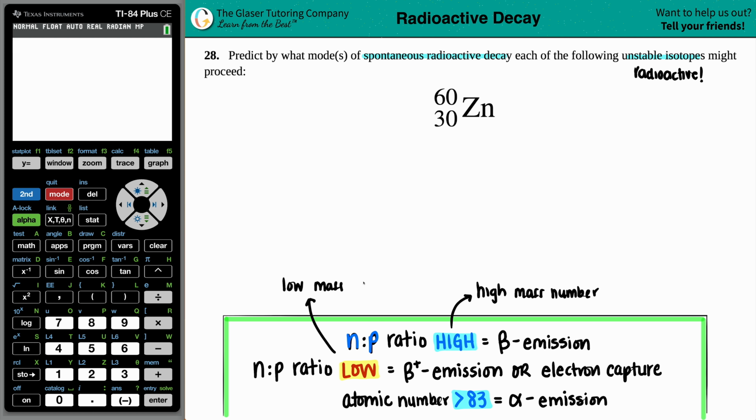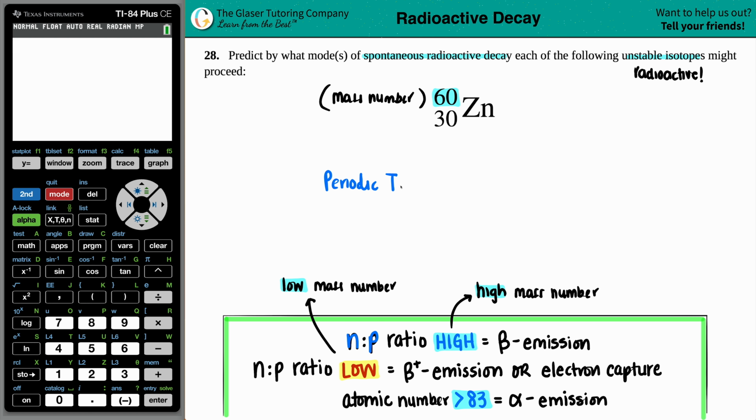Now, if I look at the mass number that they gave us, that's the higher number of the 2. It's a 60. But the question is, how am I going to know whether this is a relatively low mass number or a relatively high mass number? Well, enter the periodic table.